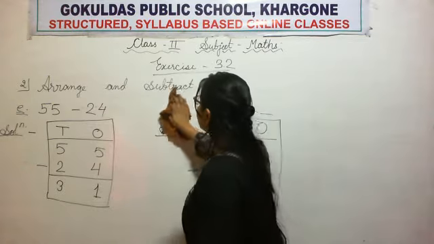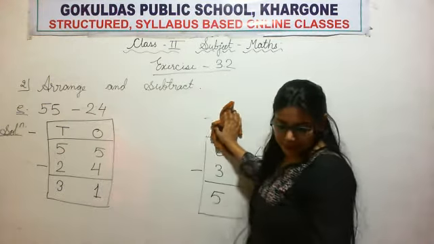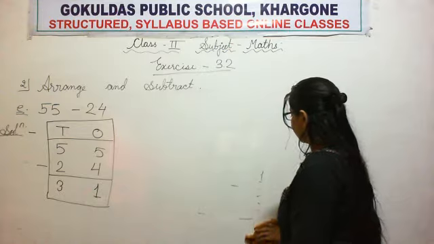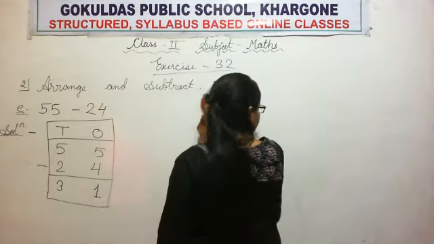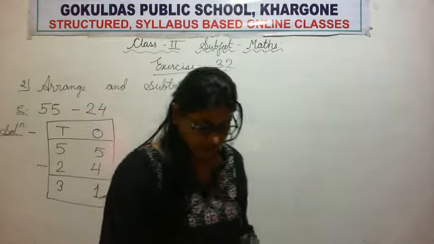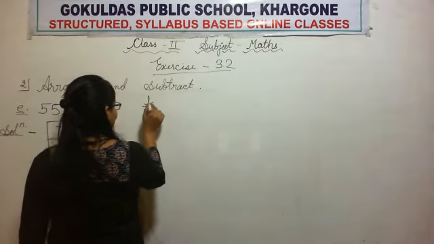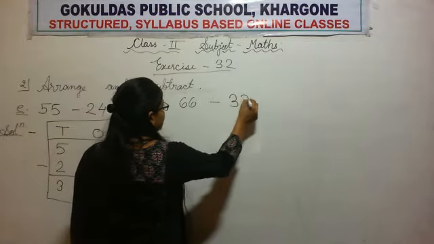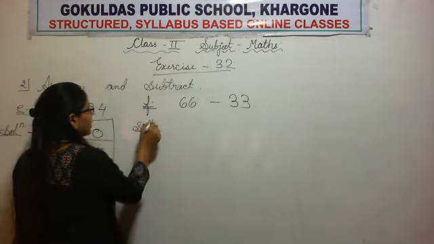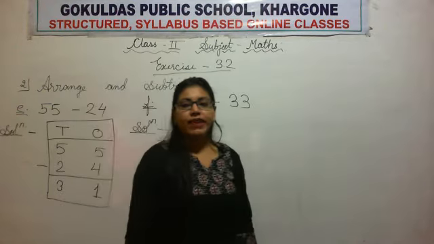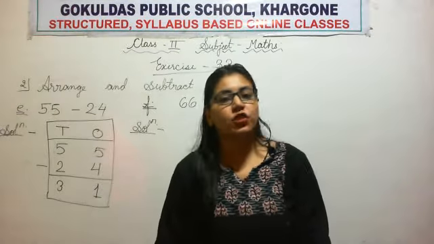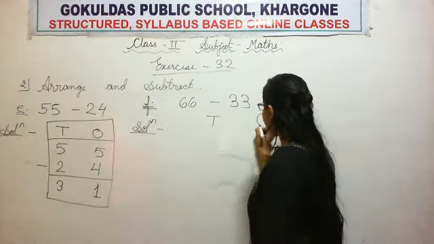Okay. Now moving towards the next question, that is part F. Part F is 66 minus 33. Let's write the solution first. Now start solving. The very first step is writing the places. 2 digits are there, so we will write 2 places, tens and ones.